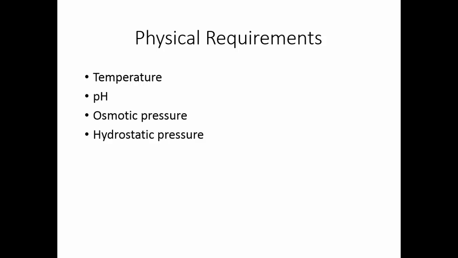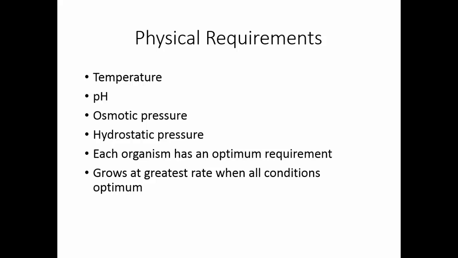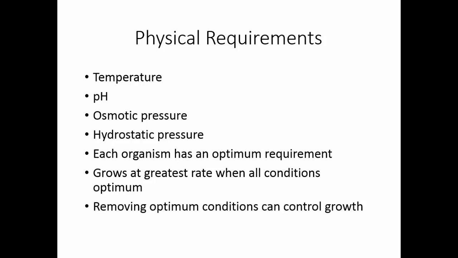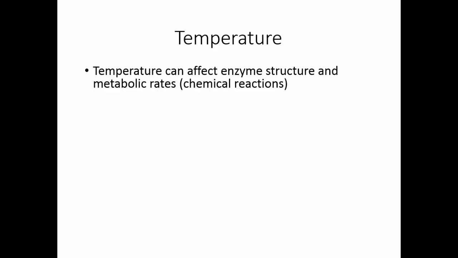In addition to chemical requirements, organisms have certain physical requirements: temperature, pH, osmotic pressure, and hydrostatic pressure. Each organism has an optimum requirement for each physical requirement, and it will grow best when all conditions are at their optimum. If we remove optimum conditions, this is another way we can control growth. Temperature can affect enzyme structure and metabolic rates by speeding up or slowing down chemical reactions.